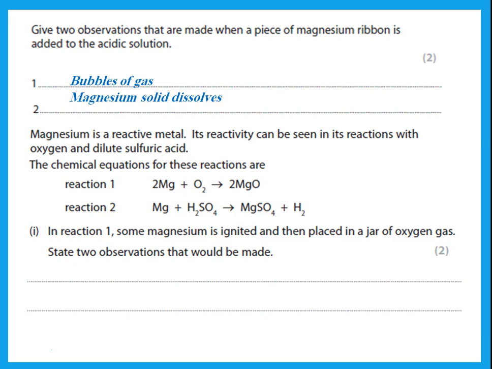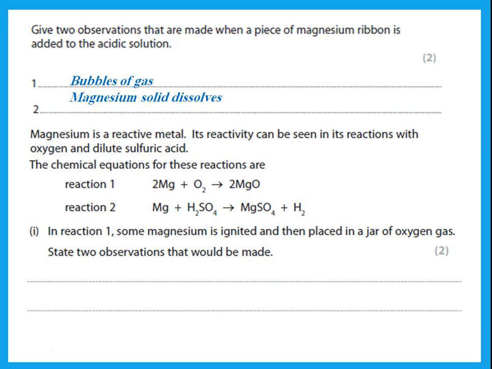Another possible question that you could see would say something like this. Magnesium is a reactive metal. Its reactivity can be seen in its reactions with oxygen and dilute sulfuric acid. And he gives you 2 reactions. One with oxygen to give magnesium oxide, and one with sulfuric acid to give magnesium sulfate plus hydrogen.